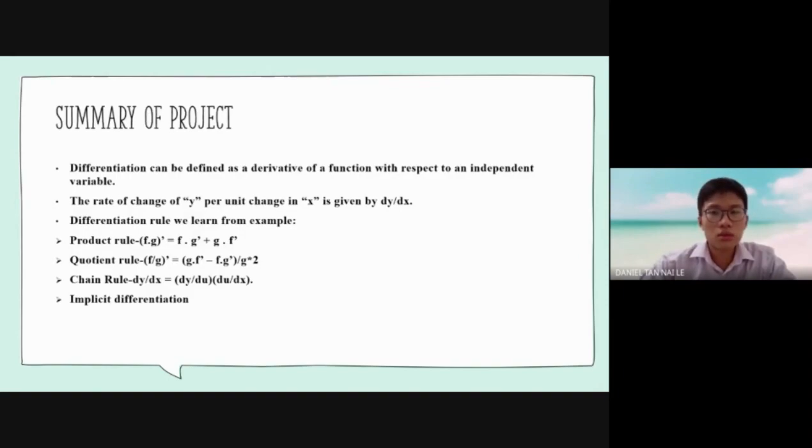In conclusion, the online website that we chose provided us with much useful information about differentiation, so we could do our project very well. Those are what we can learn from our project. Thank you.